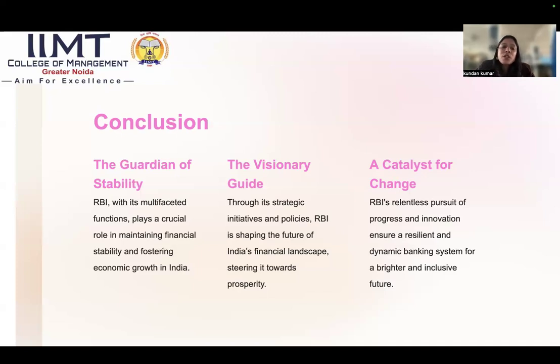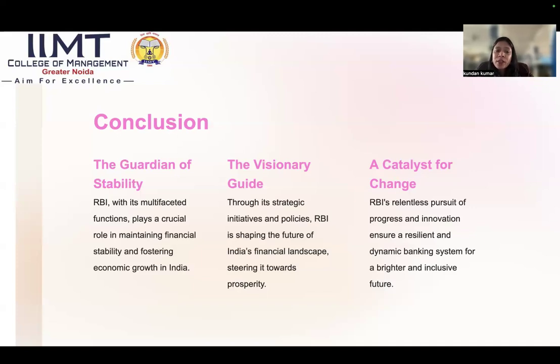So, coming to the conclusion, RBI is the guardian of stability, first one. Second one is RBI is a visionary guide. And a third one is RBI is a catalyst for change. The first one, RBI with its multifaceted functions plays a crucial role in maintaining financial stability and fostering economic growth in India.